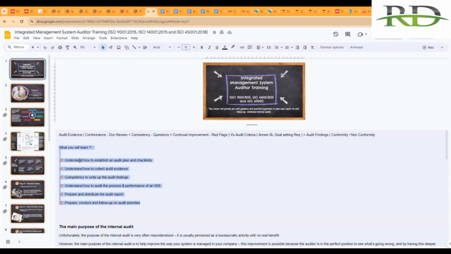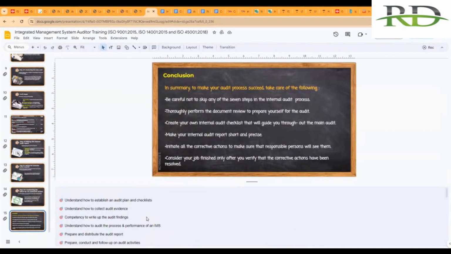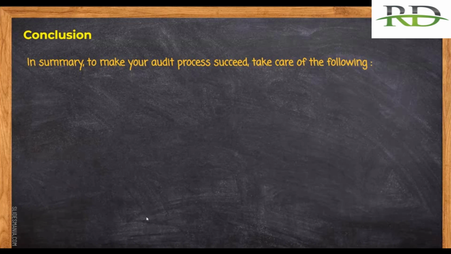So in this audit, for your CPD learning outcomes, this is what you need to do, all right? So let me now conclude this webinar. This is the list of learning objectives that you should know. This is what every IMS auditor should know. You should understand how to establish an audit plan and an audit checklist. I think we did that in more detail.